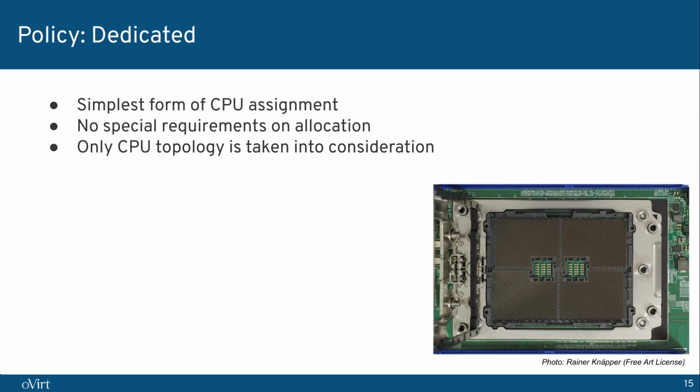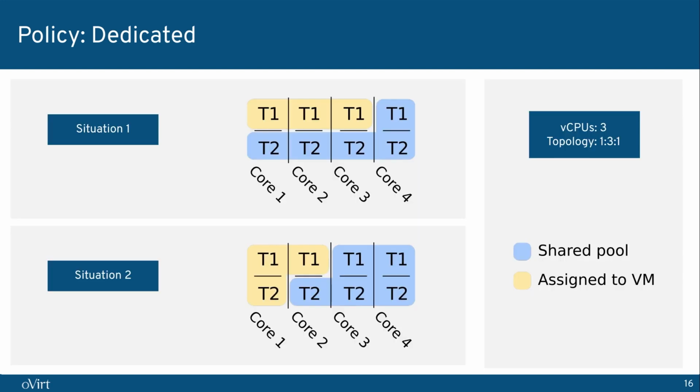Our first policy is called dedicated. It's the simplest of all 3, and it doesn't provide any other limitations despite the topology that you defined and the number of CPUs that you want. Let's have a look at some examples. Let's say you want to start the VM with 3 CPUs and you have a topology where you want 3 cores and 1 thread per core.